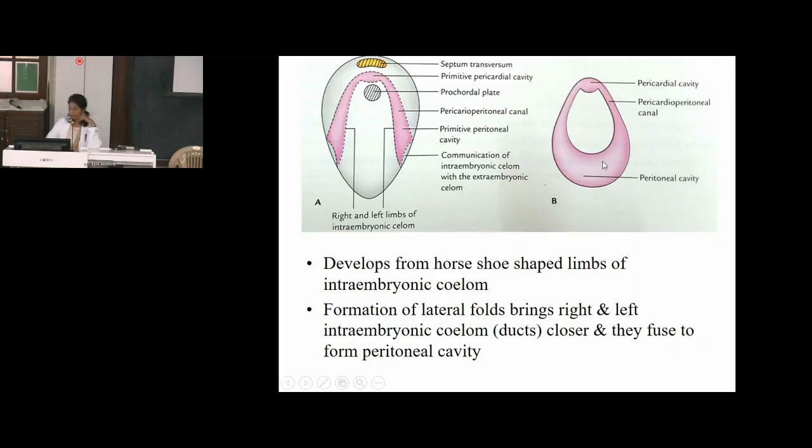Right? Later what happens? After formation of the anterior abdominal wall, after the lateral folds, these two limbs come very close to each other, and they fuse ventrally to form the peritoneal cavity. So with formation of lateral folds, the right and the left ducts of the intraembryonic coelom close and fuse and form the peritoneal cavity.